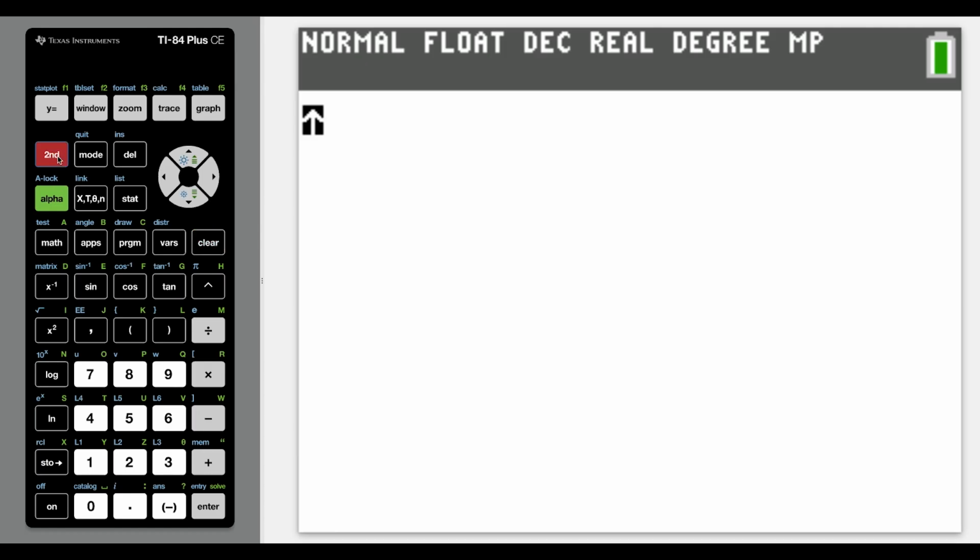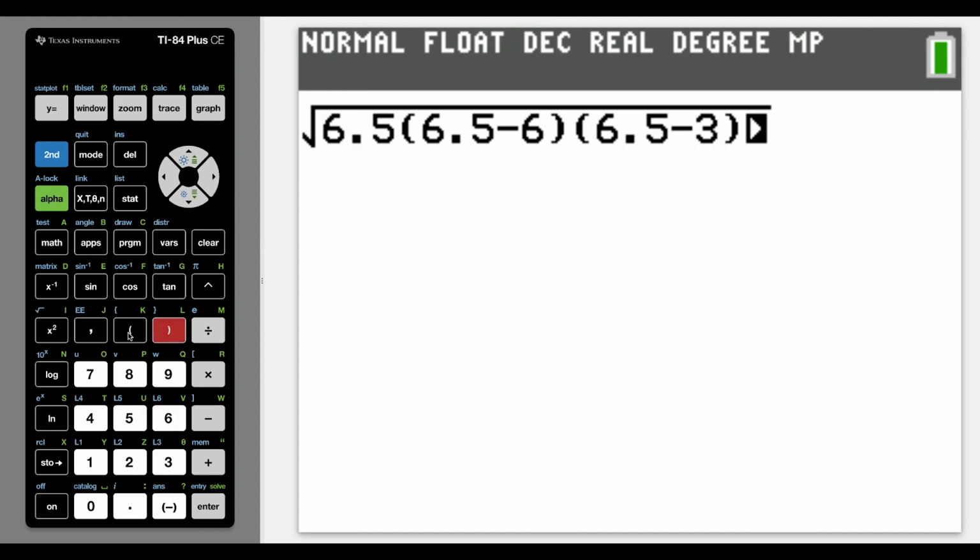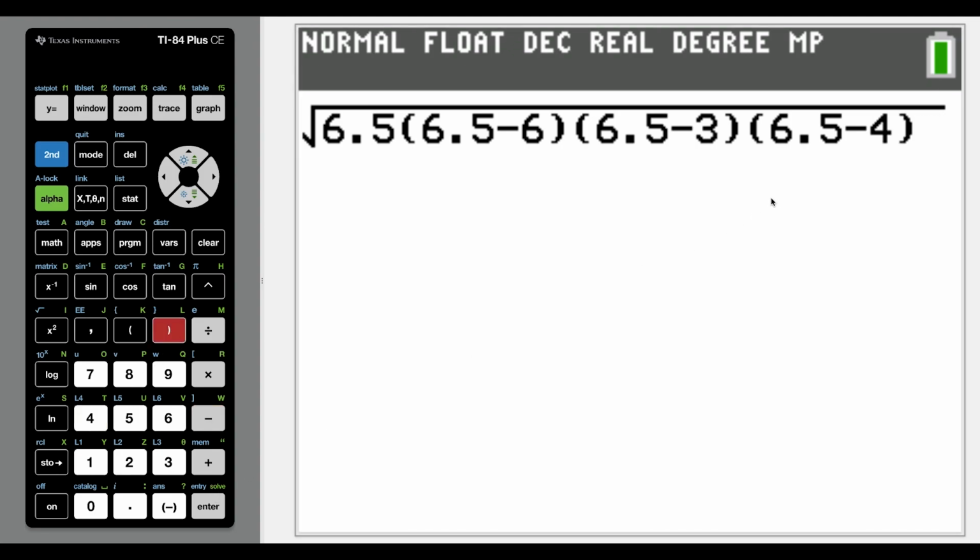So let's go ahead and type this in. We have the square root of, and s was once again equal to 6.5, so we're just going to type in 6.5 times, and then we had 6.5 minus 6, that was first. Not that the order matters, because multiplication is commutative. So we could mix up the order a bit, but we're going to have 6.5 minus 3 next. Close the parenthesis, and then last we have 6.5 minus 4. So that was the last side for us to subtract here, or to add into the factor here.